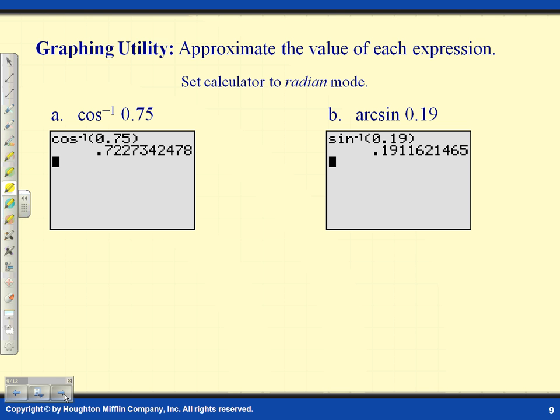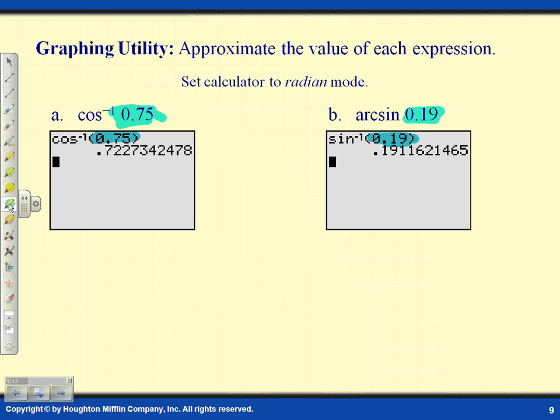Now, I want you to notice something. These are x values. Are those x values in our domain? What's the domain of sine and cosine? Negative? No, that's the range. That's the angle. The domain is -1 to 1. Are 0.75 and 0.19 in between -1 and 1? So I will get an answer.